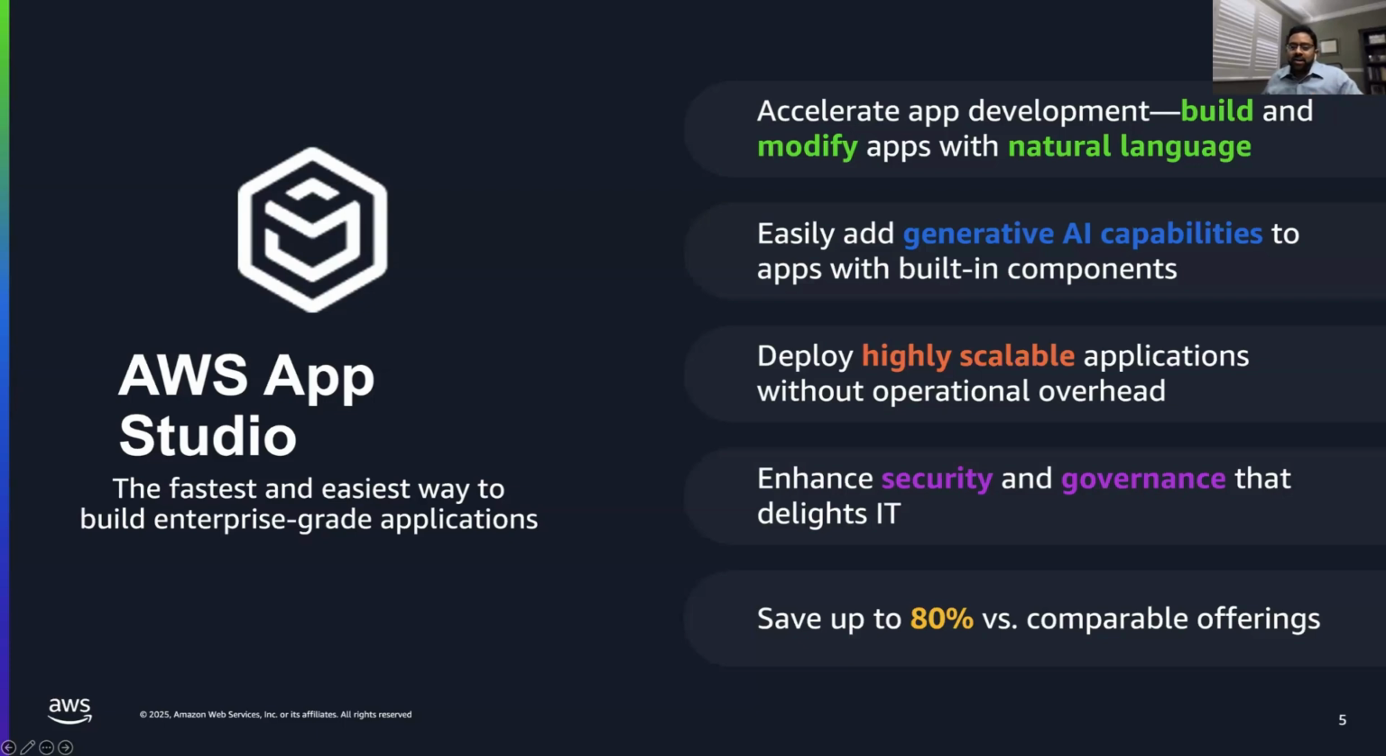And here's the kicker, you can save up to 80% compared to similar low code solutions because existing solutions usually charge per end user licenses, but with App Studio, it's absolutely free to build and you only pay when end users interact with your published applications. So you can think of App Studio as your expert development team turning your ideas into reality without the traditional overhead.